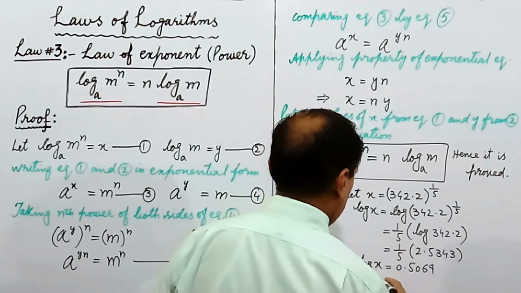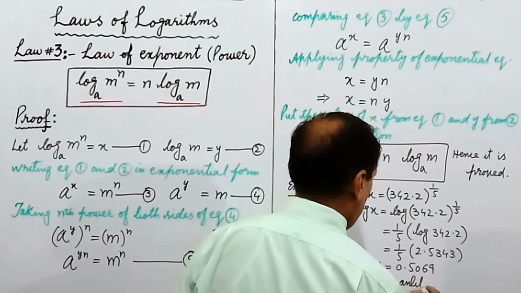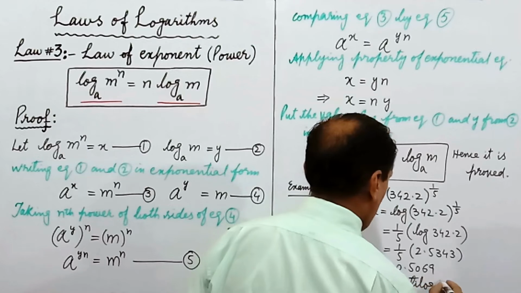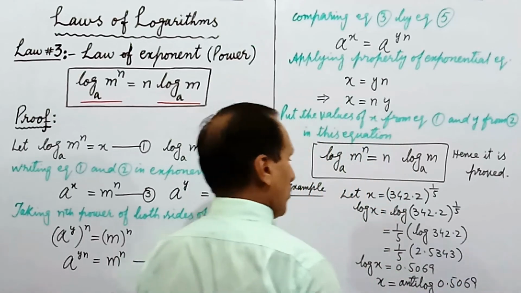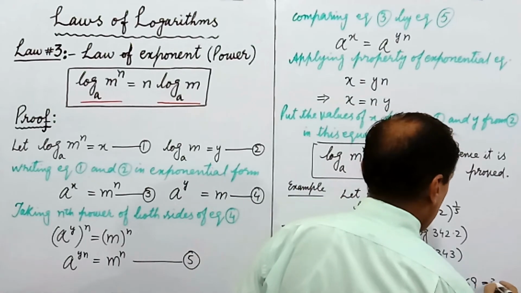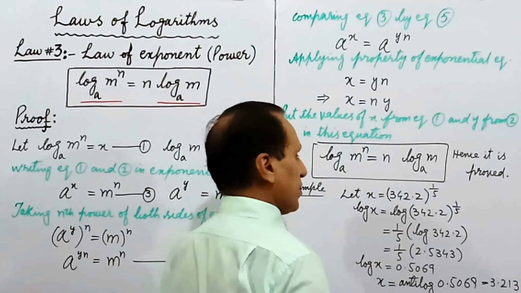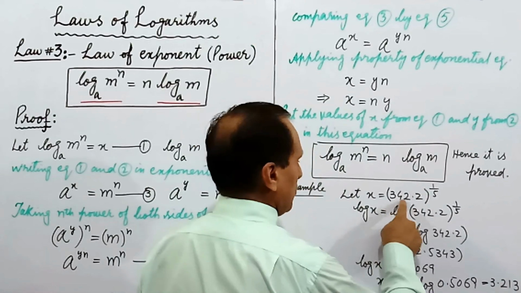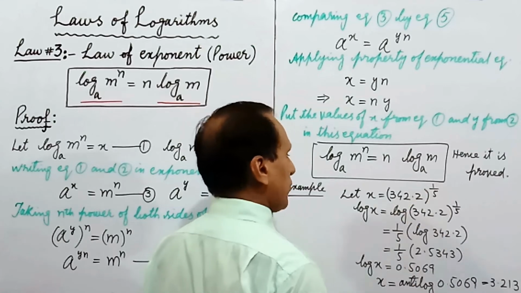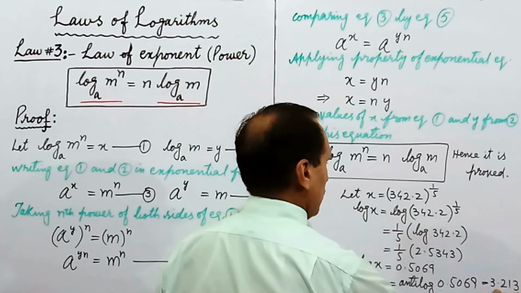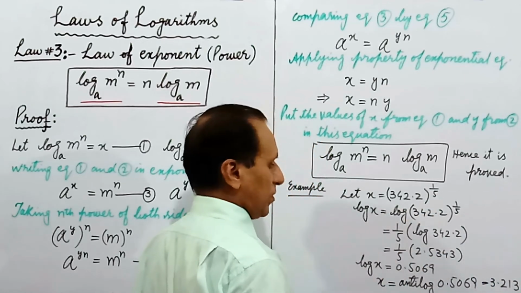Taking its antilog, x is equal to antilog 0.5069. What do we get? 3.213 as a result. And if we use the calculator, 342.2 raised to the power 1 over 5, we find the same value which we find by using the third law of log.